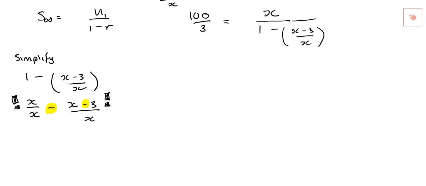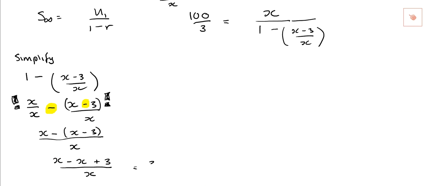Negatives and negatives always should make you double check. Why? Because I keep telling you, why is it negative? You are subtracting a negative, which means there should be a bracket, it becomes x minus 3 all over x, which is then x subtract x but plus 3 all over x, which is then just 3 over x.